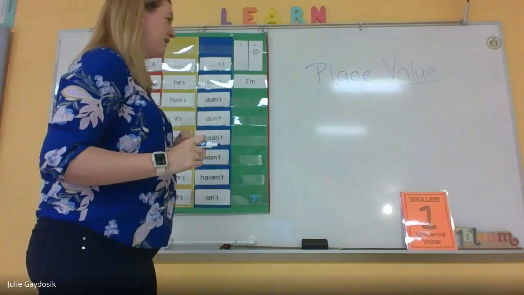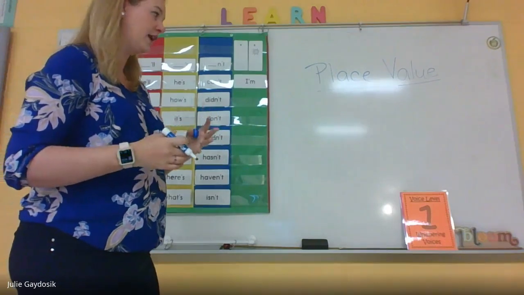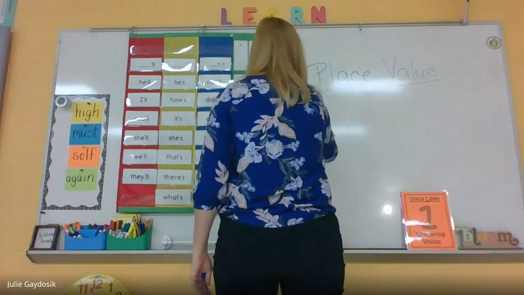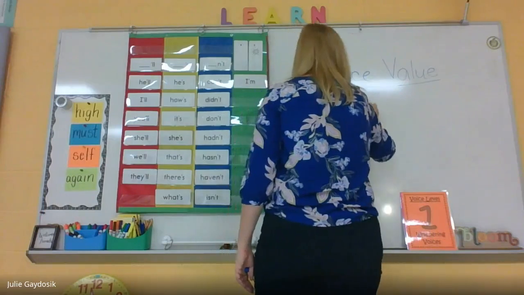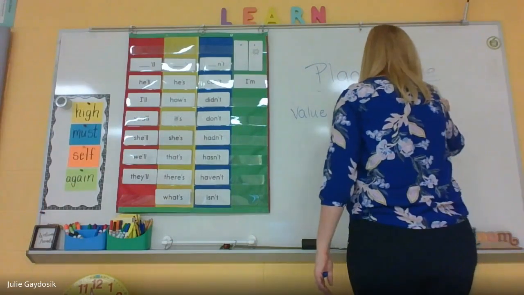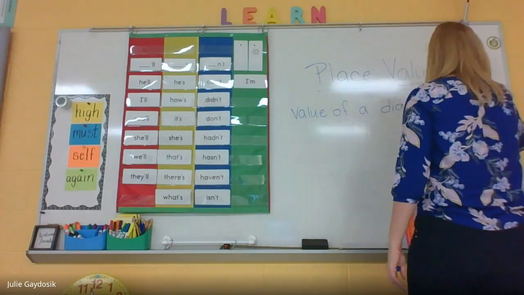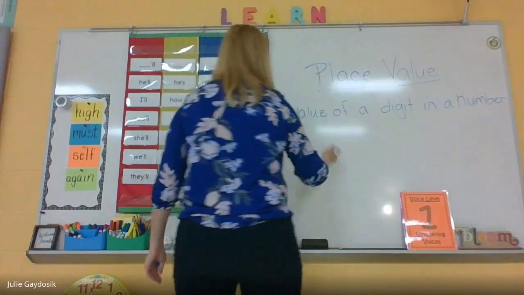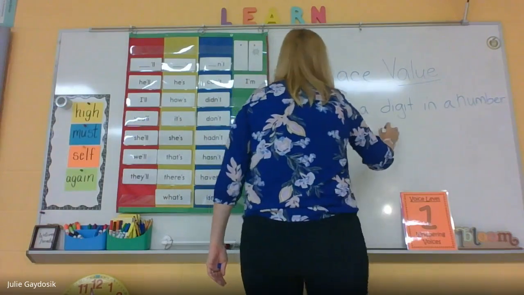So we're going to talk about place value. And remember, we kind of talked about it a little bit on Friday of last week. And remember, place value refers to the value of a digit in a number. So remember, when we're talking about place value, we're referring to how many tens something is and how many ones something is.